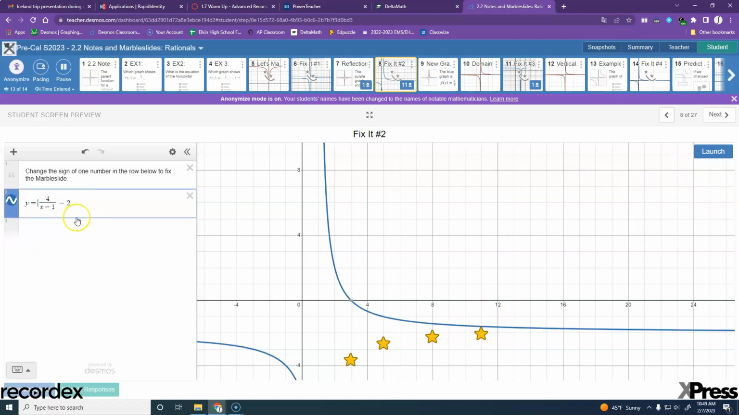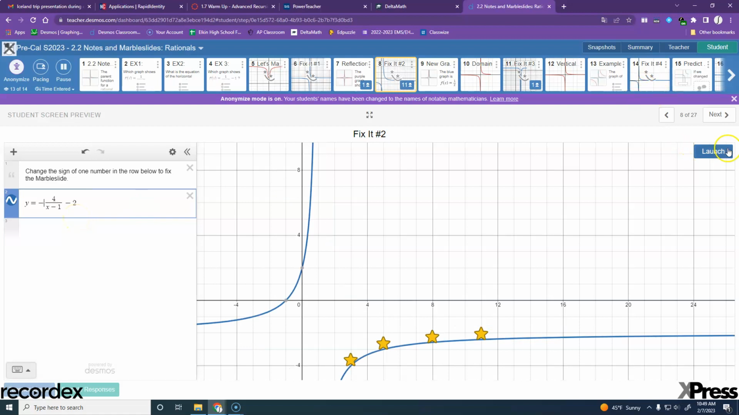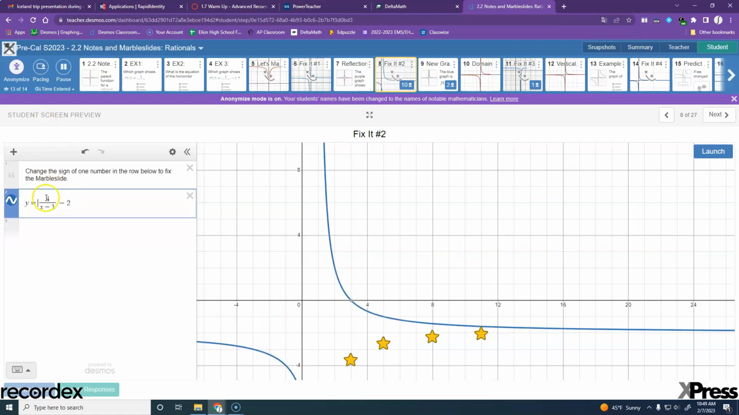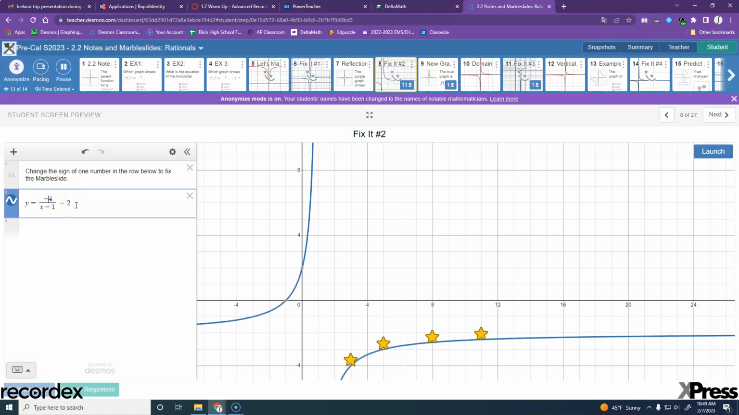Okay, so we put a negative right here, and then I click my launch button. There we go. That's all we had to do is flip it, and it gave us the right shape that we were looking for there. All right, so I could put that negative right there out front. Watch this. I could put the negative in front of that 4. It looks just the same, right?